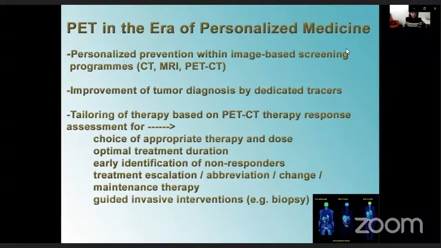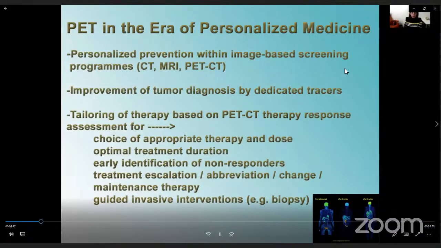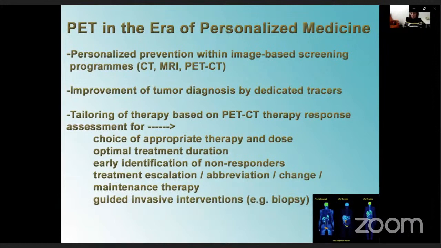Another very important application of PET is the tailoring of therapy based on PET-CT for therapy response assessment. What does tailoring mean? Tailoring means the choice of the appropriate therapy and dose, the optimal treatment duration, the early identification of non-responders, treatment escalation or abbreviation or change or maintenance therapy, and furthermore, guided invasive intervention. It means that by using PET, you can guide biopsy.